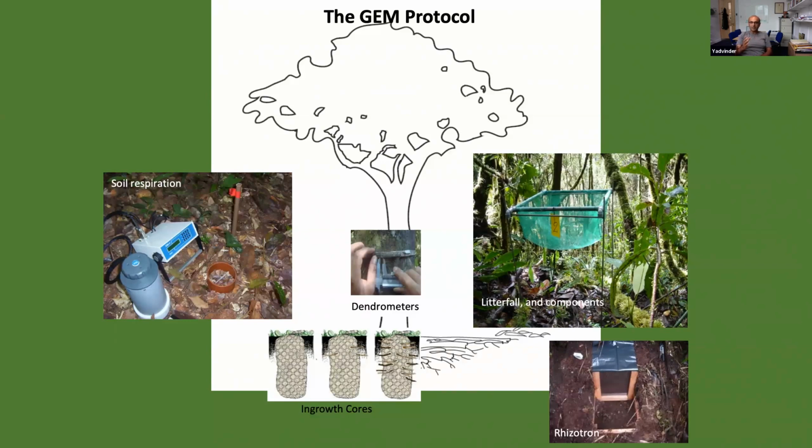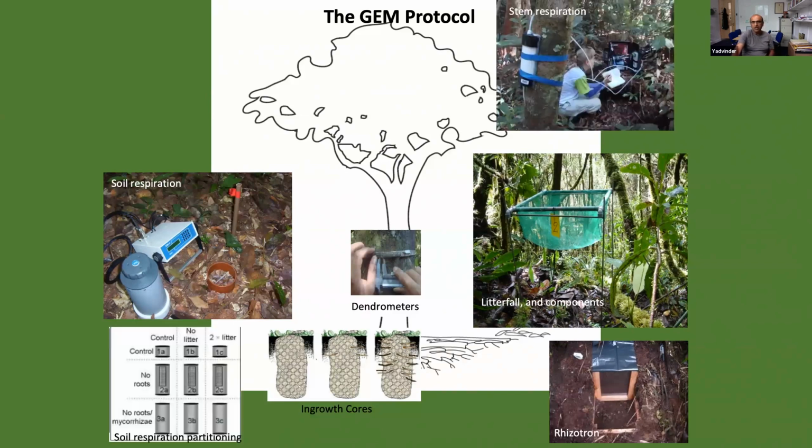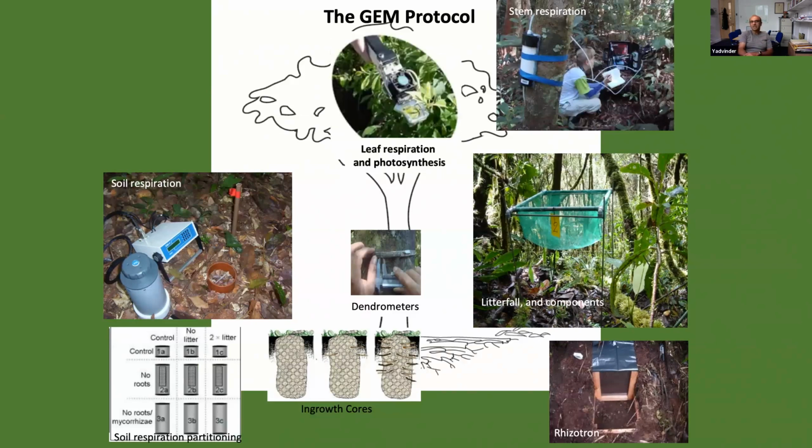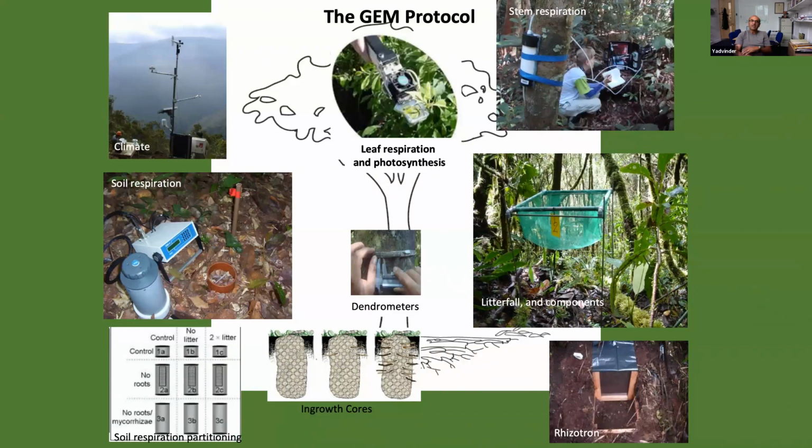And we do a variety of experiments of root-free soil, root soil, litter soil, to look at the different components of that respiration. And we also do similar measurements on plant stems to try and get the woody component, and on leaves. This tends to be more a campaign mode because the canopy is much less accessible, but we do try and get some measurements at different seasons of leaf respiration and photosynthesis. And at all our sites, we try and collect climate data so we can match local climate and weather to variations in the carbon cycle.